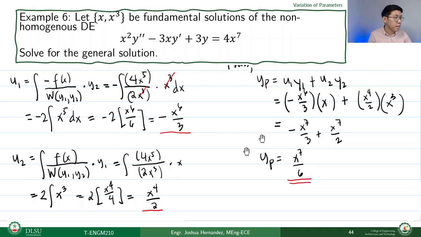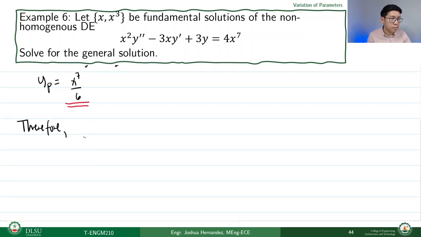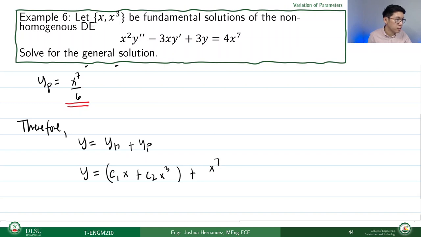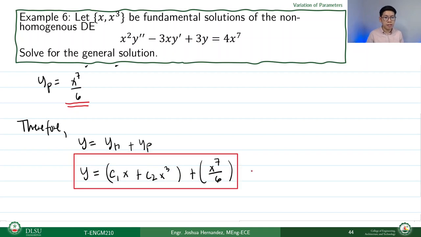Ngayong may yp na tayo, may yh din tayo, then pwede na nating makuha yung ating general solution. So, same lang din sa method of undetermined coefficients. Therefore, since the general solution is the homogeneous solution and the particular solution, then we will be able to arrive at an equation as c sub 1 x, ito yung homogeneous kanina, plus c sub 2 x cubed and yung yp na nakuha natin, which is x raised to 7 over 6. Yan. And this, ladies and gentlemen, is our solution for this homogeneous DE. Okay? Yon. Let's take a look at another example.